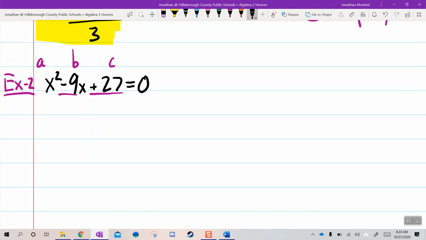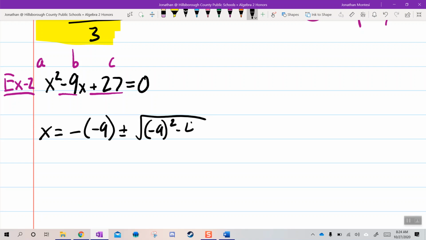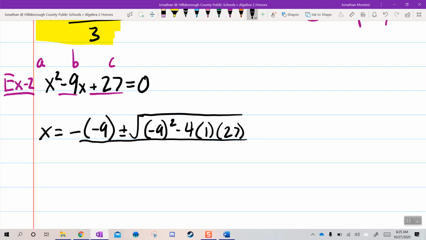Example 2, x equals negative b plus or minus the square root of b squared minus 4ac. A is 1, c is 27. I know some people had a song that went to the tune of Pop Goes the Weasel. Nah, when I learned it, just like, hey, go ahead and memorize this giant thing. All over 2a, 2 times 1. All right, first step is just going to be to simplify the discriminant.